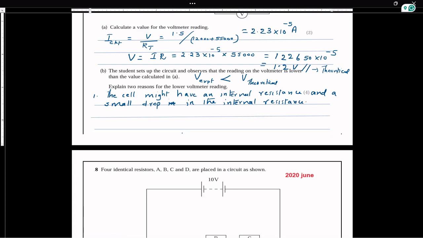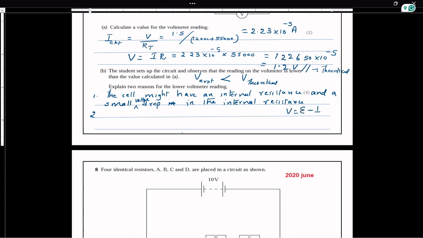See, small drop means small voltage drop. Okay, the cell might have an internal resistance and a small voltage drop here, the voltage drop in the internal resistance. They want two reasons. Another one is because when you are calculating the voltage, it is E minus IR.